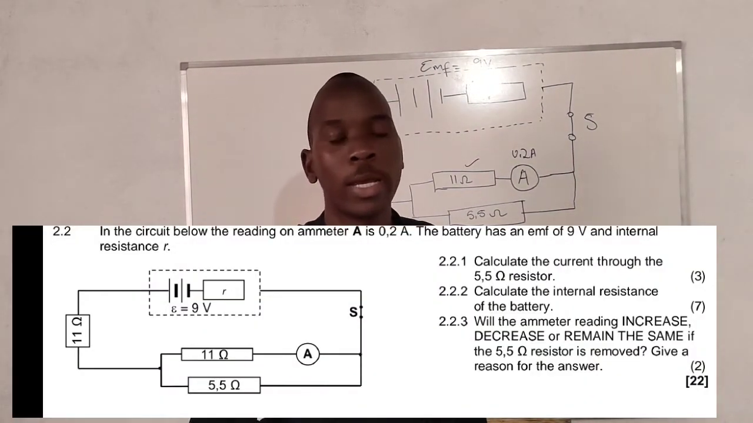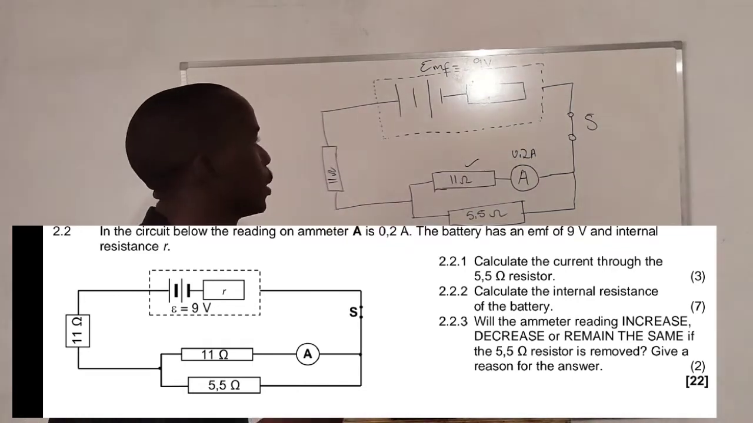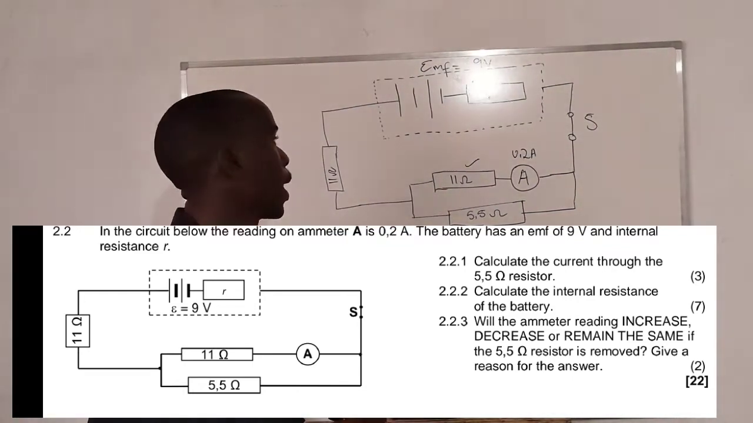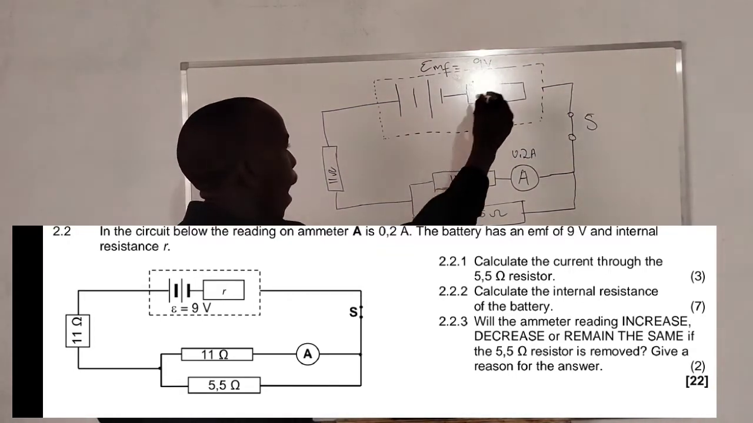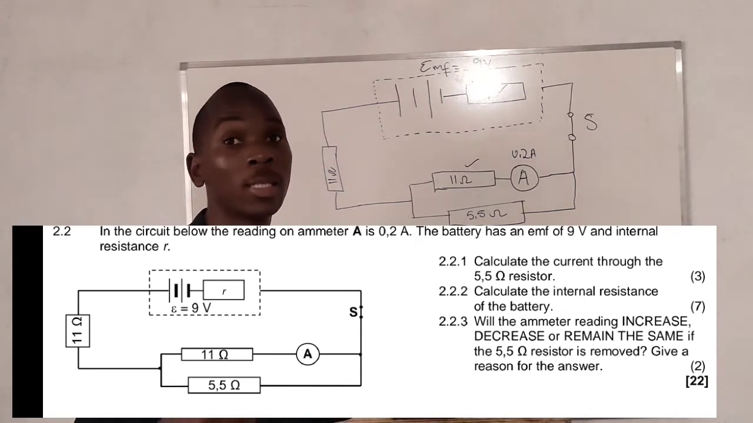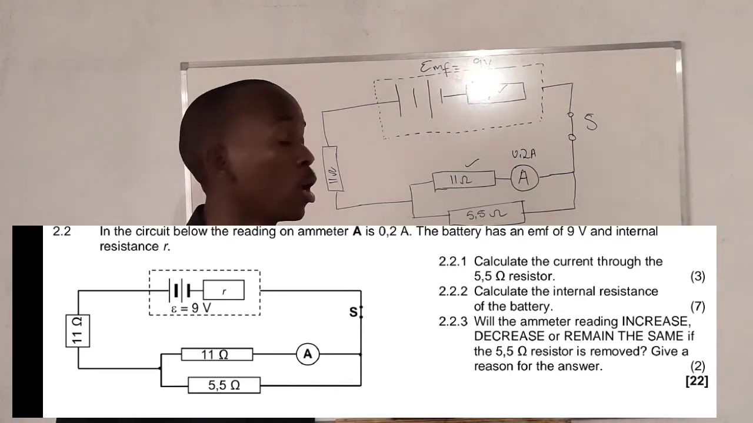As promised in my previous video, I will be solving grade 12 circuit problems. The second problem you can see here has an EMF of 9 volts and also an internal resistance R. The internal resistance of the circuit is R. And remember that internal resistance is only applied in grade 12 circuit problems.